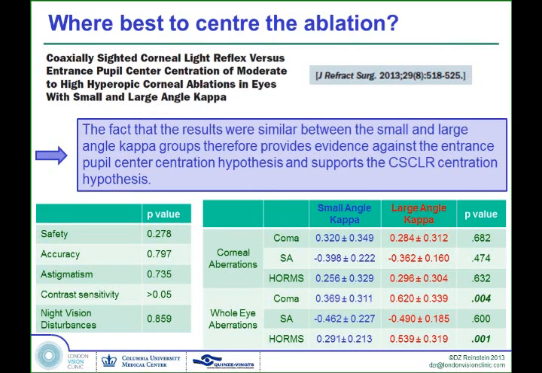So the fact that the results were similar between the small angle kappa and the large angle kappa group provided evidence against the entrance pupil centration and supports the centration on the corneal light reflex.